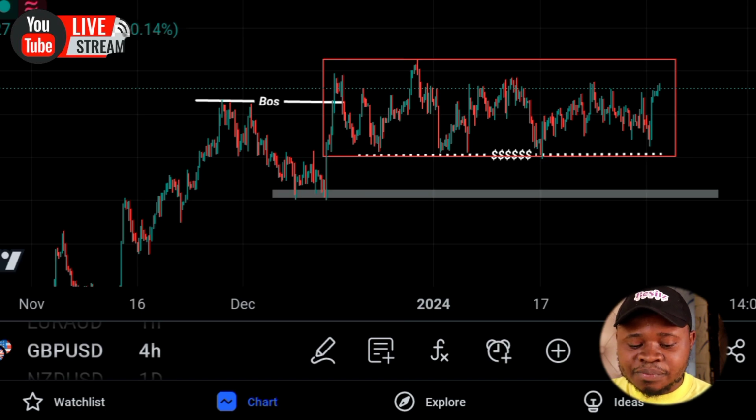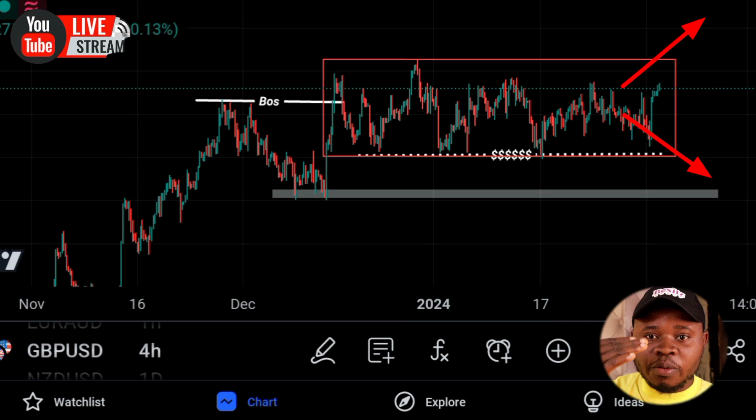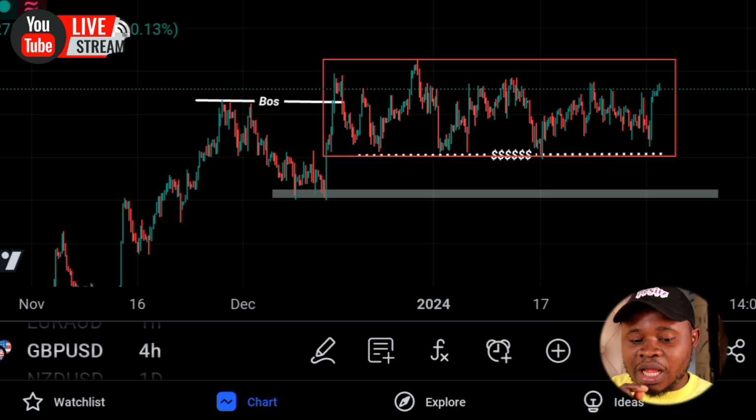But the truth is this: they will use this NFP to break out. That is what they do most time in Forex. They will use this NFP as an excuse of breaking out from this range. So the question is, we don't know whether they will break out from up or break down from below. But this is what I'm going to do.